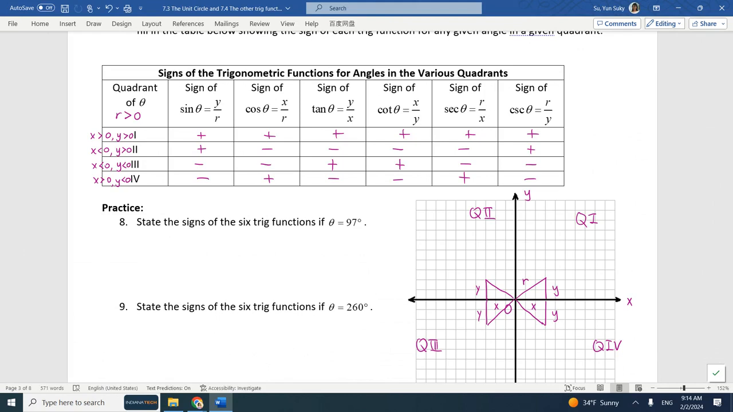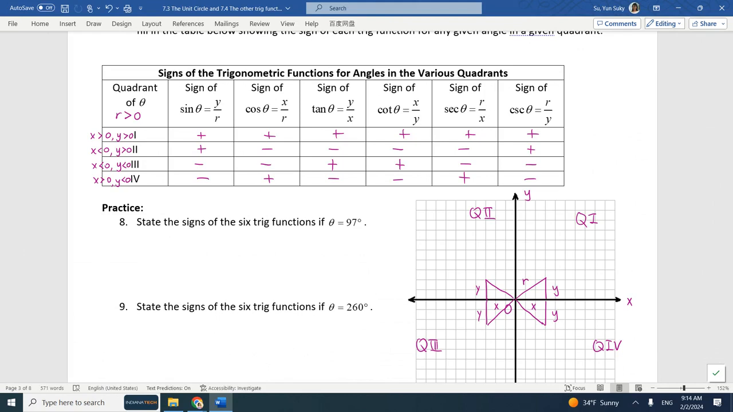And remember, because tangent and cotangent, they are reciprocal. Do you see this and this are the same? Cosine and who are reciprocal? Secant. Then do you see they're the same? And sine and who are reciprocal? Cosecant. Are they the same? Yes. All right, everybody? Okay, so let's continue.